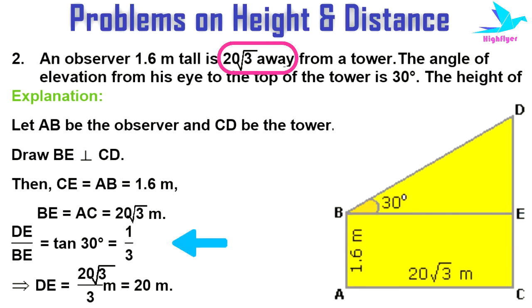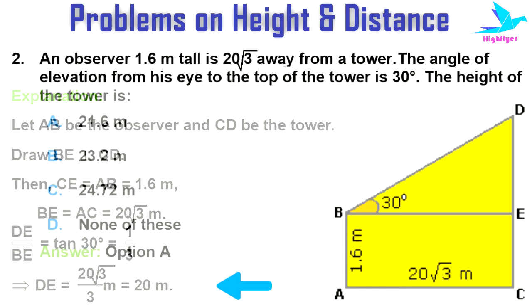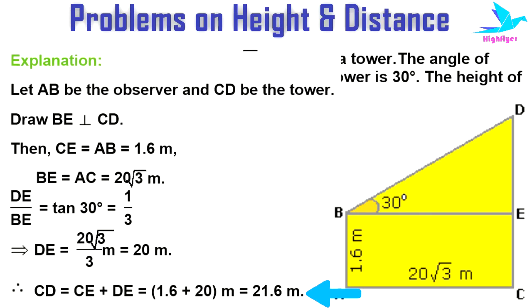Now as we know, tan 30 equals 1 by root 3, that is equal to DE by BE. So DE by BE is equal to 1 by root 3. That implies DE equals 20 root 3 by root 3, that is equal to 20 meters. So we know the value of CE and DE. So CD equals CE plus DE, that is equal to 1.6 plus 20 meters, that is equal to 21.6 meters.